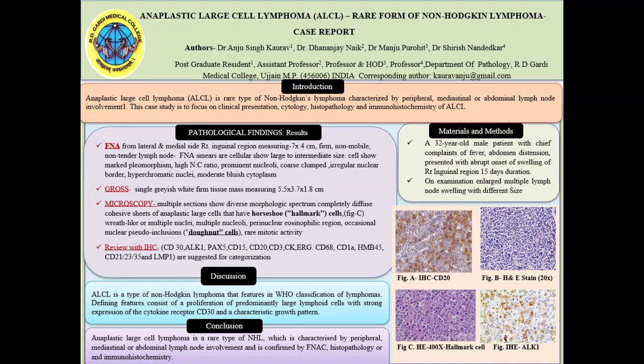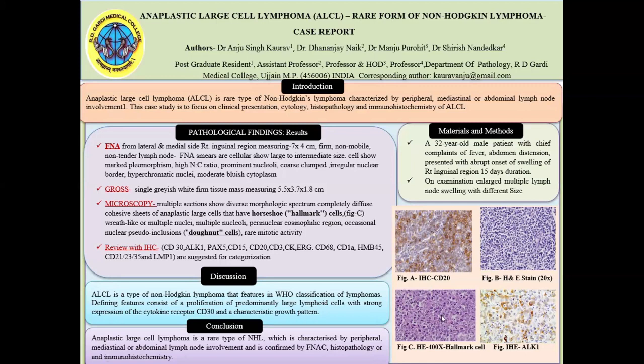Gross finding in this case: a single grayish white firm tissue mass measuring 5.5 into 3.7 into 1.8 centimeters. On microscopy, multiple sections show a diverse morphological spectrum, with diffuse cohesive sheets of anaplastic large cells that have horseshoe or hallmark cells, figure C.